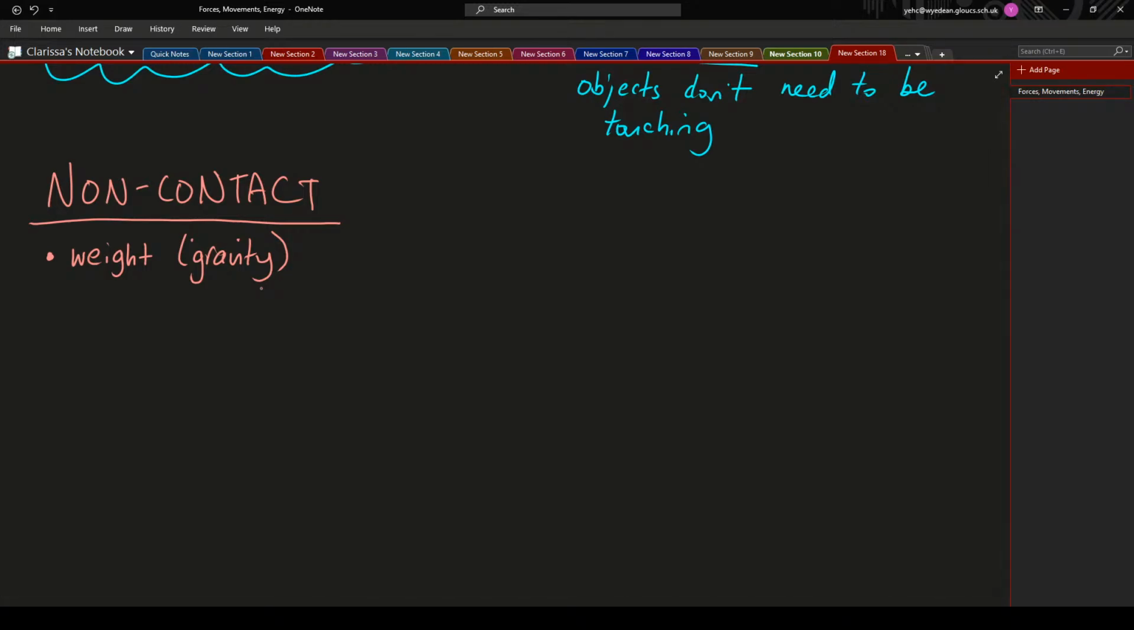If gravity was a contact force, if weight was a contact force, the second you leap up off the ground, you'd no longer feel gravity, and then you'd just be floating off into the distance. But because it's a non-contact force that doesn't require actual physical touching, it's still acting even if you're not touching. So weight, which is basically just the force of gravity on you, is a non-contact force.